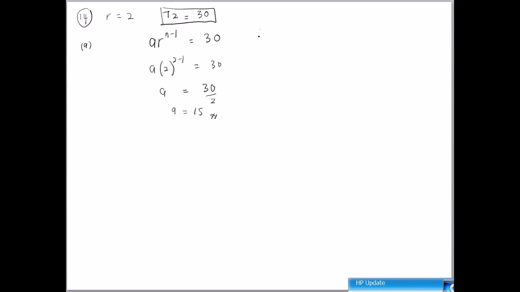B. For question B, we want to find the sum of the first 8 terms, S8. And because our R is more than 1, the formula that we will use is A times R power n minus 1 over R minus 1. Okay, this one is for R more than 1. Substitute A, 15. Our R is 2, power 8 minus 1 over 2 minus 1.